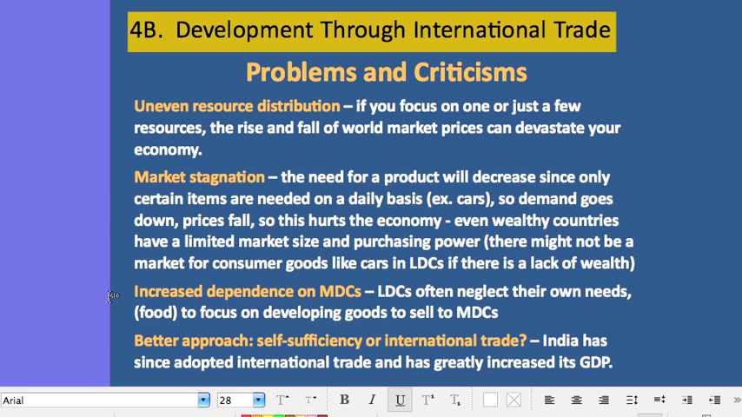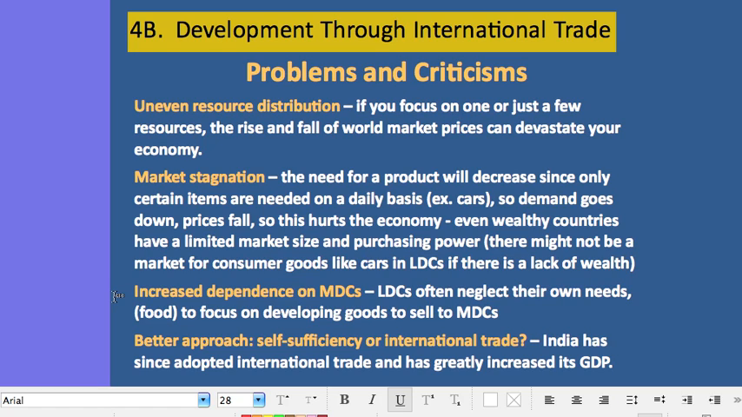There's an increased dependence on MDCs. We talked about the dependency model. That's what happens when you have LDCs. If they're focusing on selling something that they can sell to an MDC, they often do that at the expense of meeting their own needs. Maybe they're selling a cash crop, or focusing their energy on developing their mining of a valuable resource that they can sell to an MDC. And so that money is diverted to investing in those industries at the neglect and expense of taking care of their population.